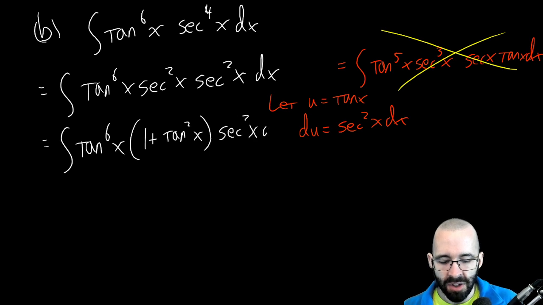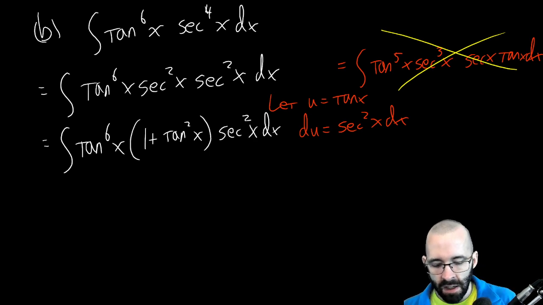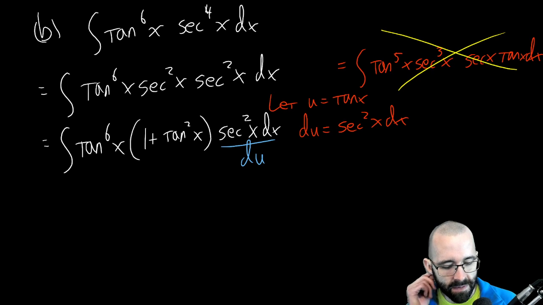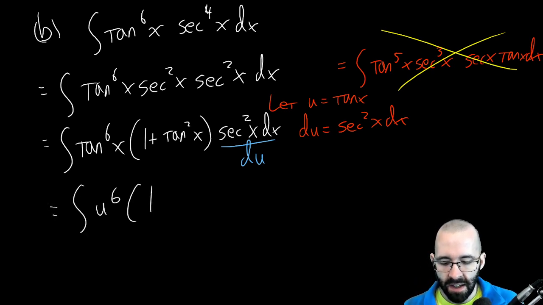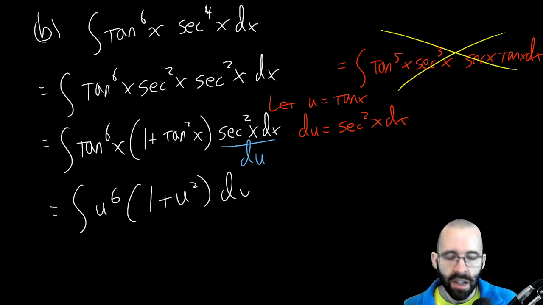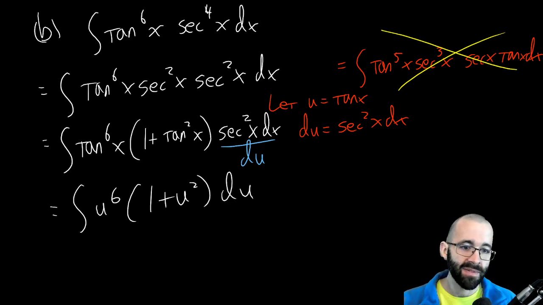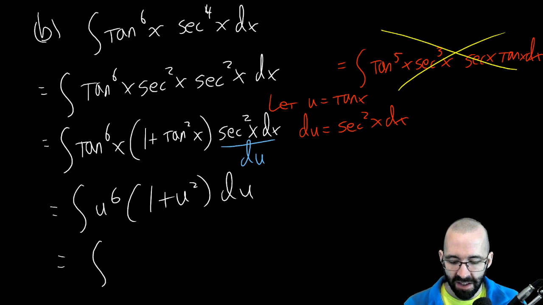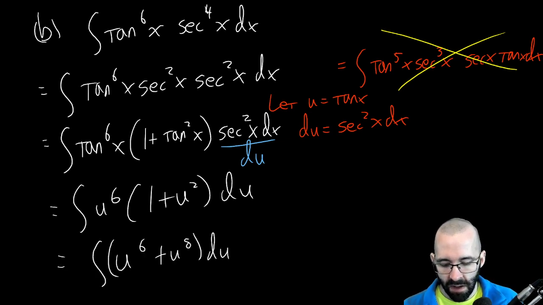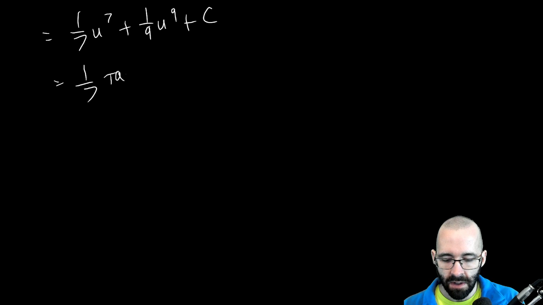And now the u substitution works perfectly, because this is our du, and all that we're left with is u to the 6th times 1 plus u squared. We can distribute and evaluate, and that's basically the end of this video. We get the integral of u to the 6th plus u to the 8th, which is going to be 1/7 u to the 7th plus 1/9 u to the 9th plus c, and u was tangent.